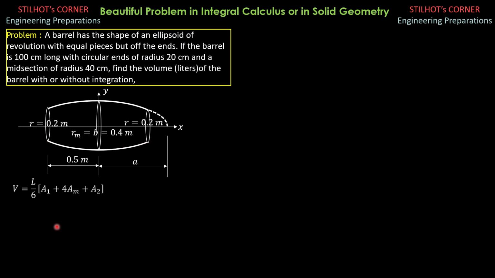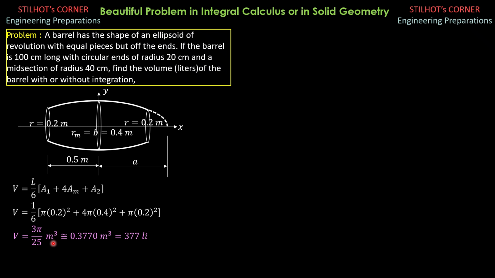Substitute: volume equals 1 over 6 times the quantity pi times 0.2 squared plus 4 times pi times 0.4 squared plus pi times 0.2 squared. In terms of pi, using your calculator, the volume equals 3 pi over 25 cubic meter. In decimal, that's 0.3770 cubic meter, and in liters, multiplying by 1000, 377 liters. So that's the volume without integration.